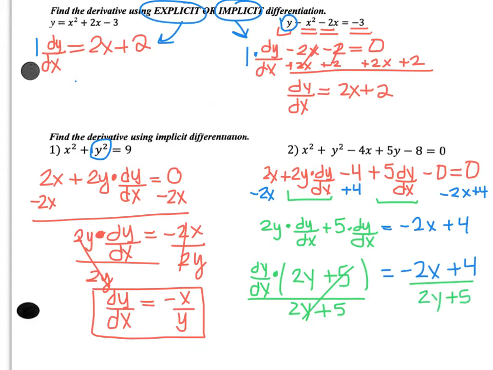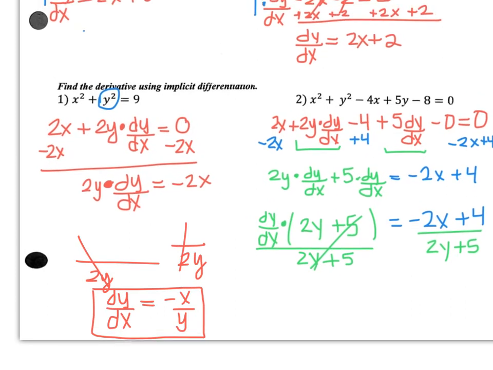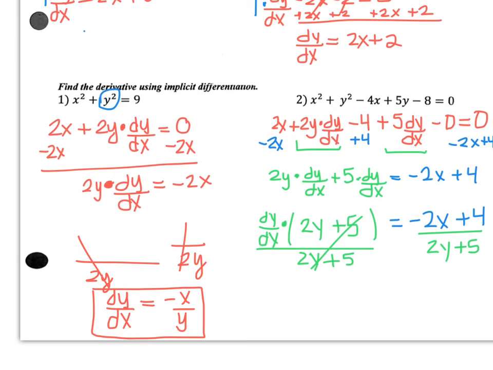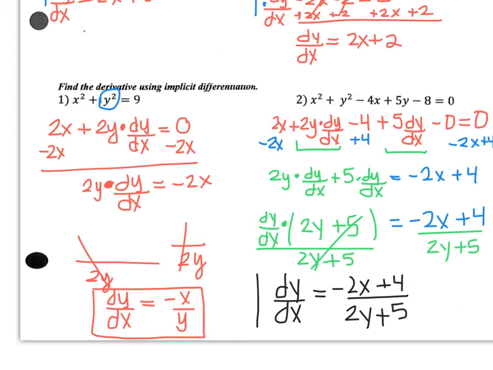Okay, so then the final answer for dy/dx is dy/dx equals negative 2x plus 4 all over 2y plus 5. This is my final answer. All right, let's move on to the next page and see what other problems I have for you.